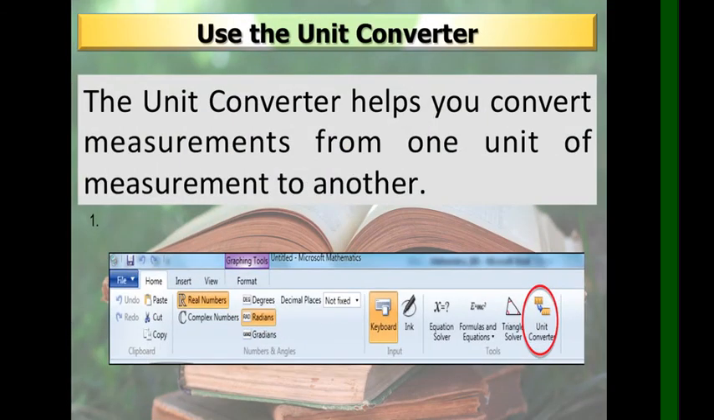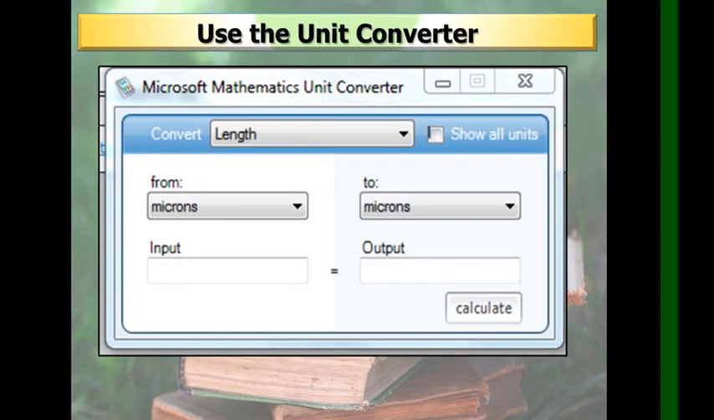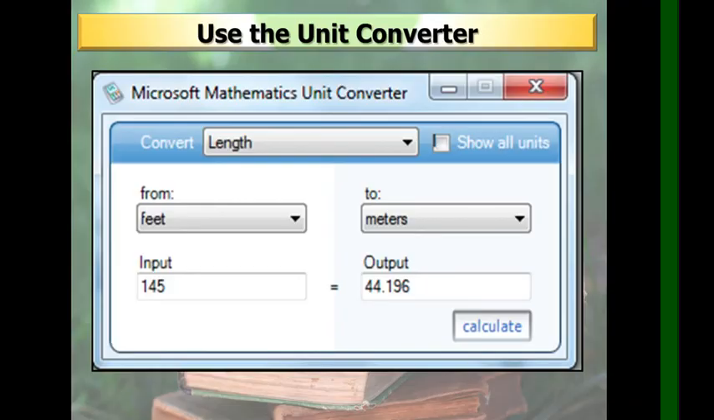The unit converter. Of course, we are all familiar with the unit converter, which helps you convert measurements from one unit of measurement to another. And here's the unit converter in the working pane. So in the unit converter, if I click that, this will be the pane or the interface that will come up. And then, halimbawa, I'm looking for the length. So, microns to microns, etc. So, depende yan kung ano yung kailangan mo, no? So, halimbawa, length, let's say, centimeter to inch or inches. Feet to meters. So, we will put 145 and the equivalent is 44.196.